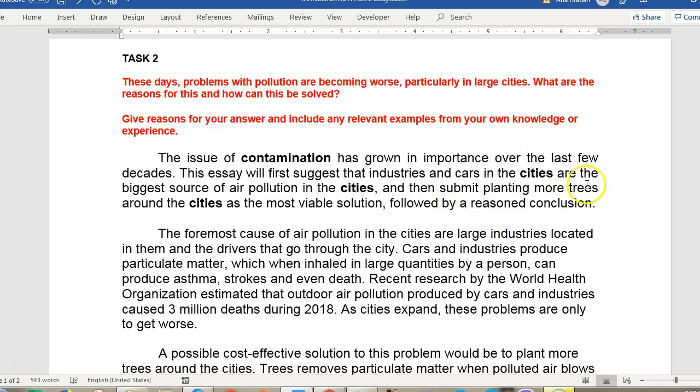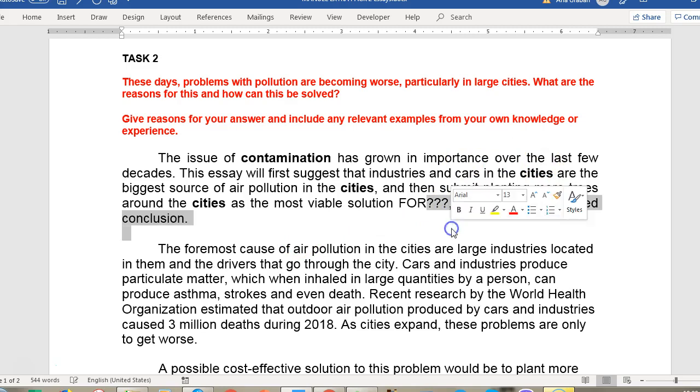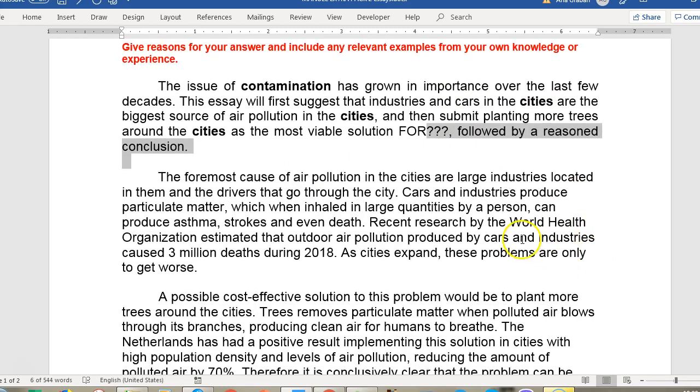And then suggest planting more trees around, let's say, urban centers or in the urban centers as the most viable solution for what? For pollution? So I'm not sure for which kind of pollution, for air pollution, for water pollution, which one? Followed by a reasoned conclusion should go. Trust me, it should go.